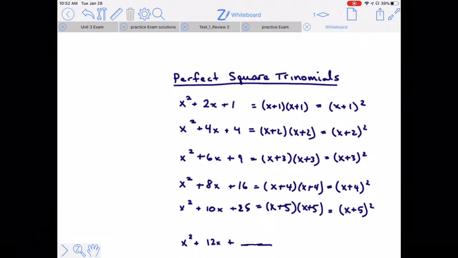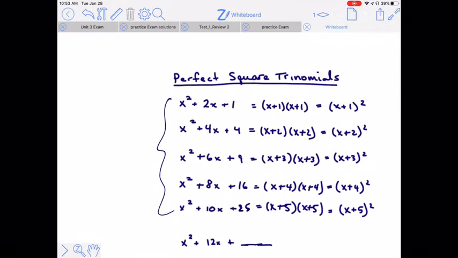The word trinomial, tri means 3, so this is a trinomial because it has 3 terms. But the reason it's called a perfect square trinomial is because of the way it factors. It factors into the product of 2 identical factors, x plus 1 times x plus 1, which can be factored to x plus 1 squared. And that's the key. The key is that it factors like that. So if you look at all of these that I've written here, these are all perfect square trinomials because of the result of factoring.